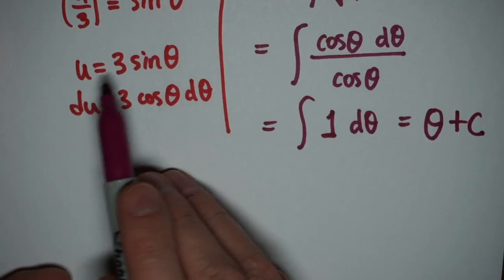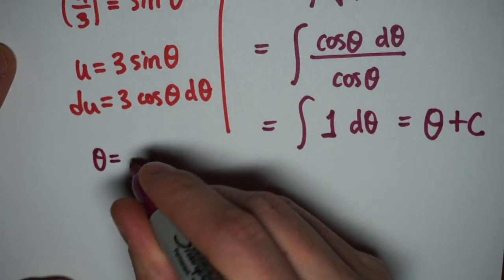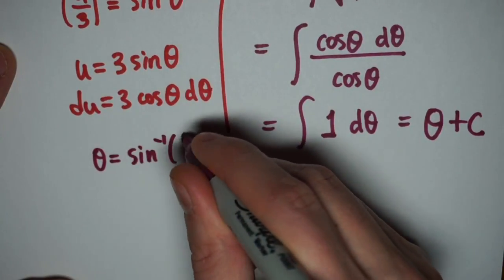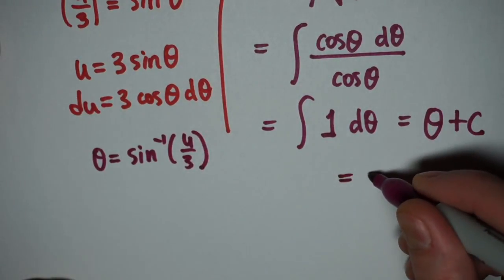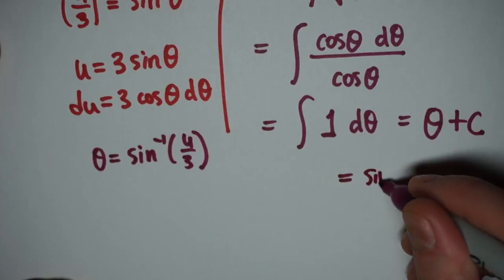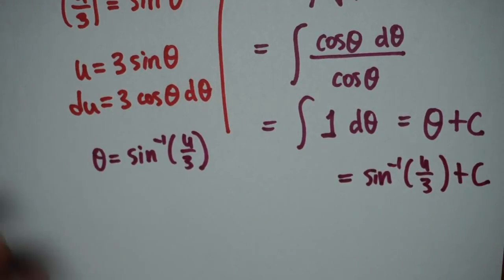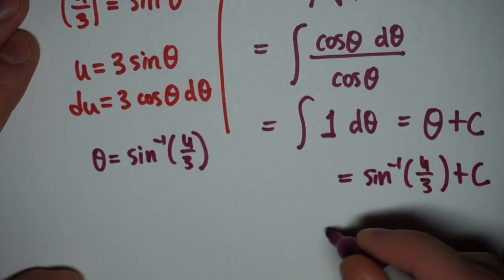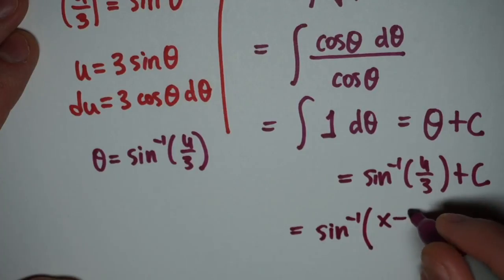Now I can use my substitution here to solve for theta. And so if u is 3 sine theta, then u over 3 is sine theta. So theta is sine inverse of u over 3, which means this is going to be the inverse sine of u over 3 plus c. From earlier, u was equal to x minus 1. And so to write this in terms of x, I just have to replace the u by the x. This will be sine inverse of x minus 1 divided by 3 plus my constant c.